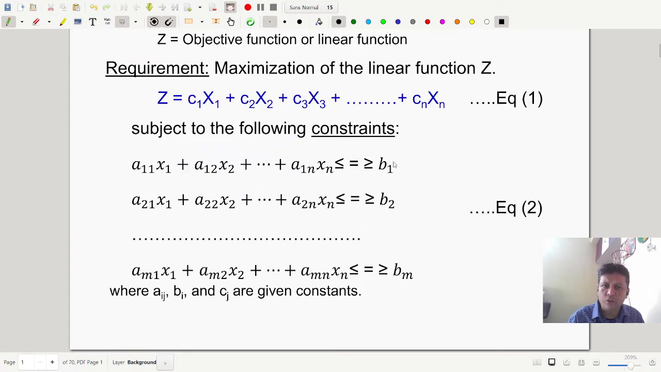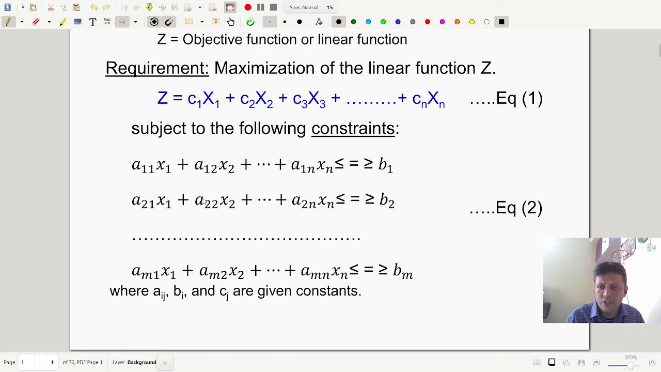Subject to the following constraints, you have some constraints because some restrictions are imposed on the problem. If you have gone to a market to buy something, there are some restrictions on buying. If you buy fish, meat, whatever, there is a restriction. You cannot buy more than 1 kg. You cannot buy more than 1 to 2 kg, etc. So these are the restrictions imposed on the problems. Constraint means the restrictions imposed.